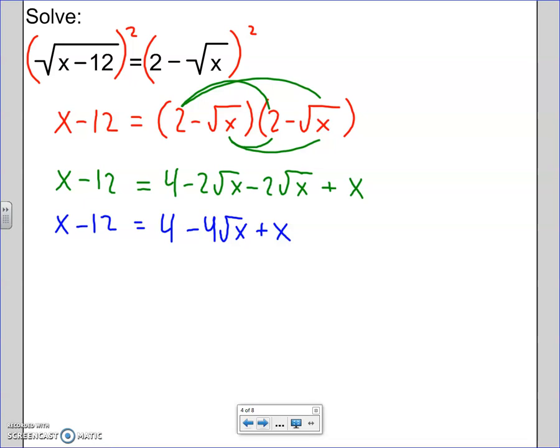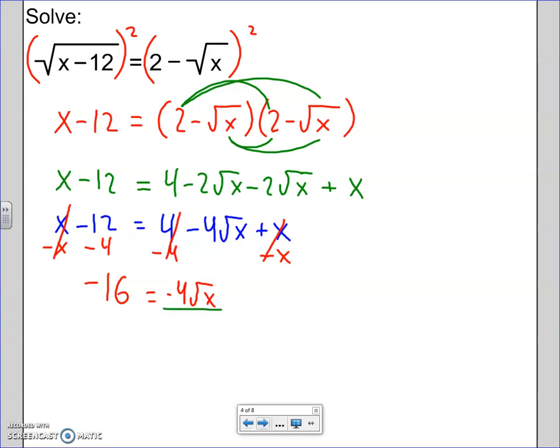Now we get this next root by itself. So I'm going to move this 4 by subtracting it. Also move this x by subtracting it. So this cancels, this cancels. This is just negative 4 root x. Over here, luckily, this x and x cross out. If it didn't, we'd have a much harder problem. That's negative 16. The square root's almost by itself.